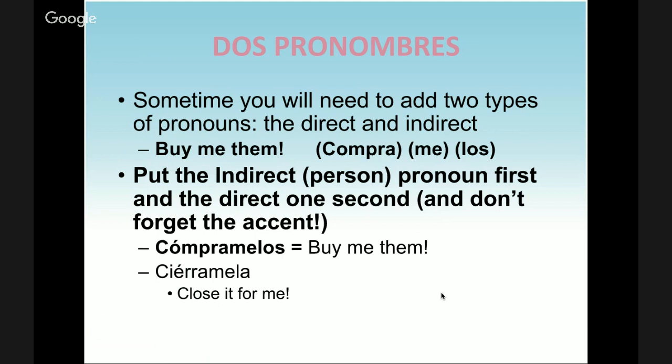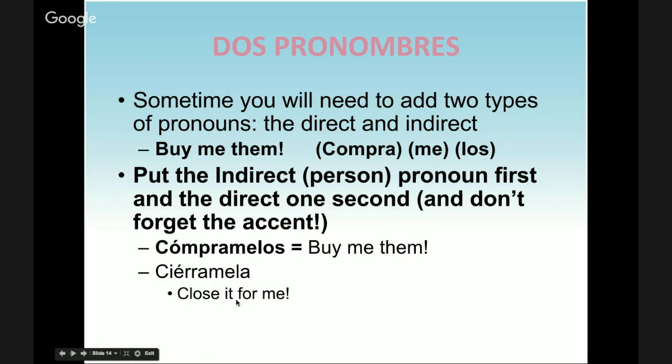You can also add two pronouns to the end. So let's say we want to say buy me them. So I want to use the pronoun me and I want to use the pronoun them. What you do is you use your command, then you use the person and then the thing. The order of these pronouns smushed at the end is person and then thing. So I put them all together. I'm going to put an accent on the second to last syllable of my original verb. My original verb is compra, two syllables. The second to last syllable is the O, so the O gets the accent. Cómpramelos, buy me them.